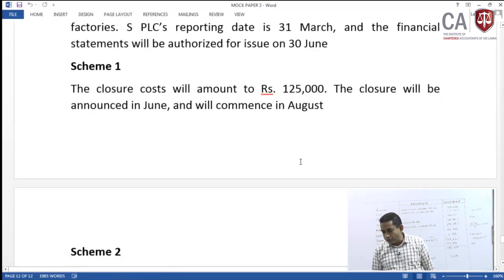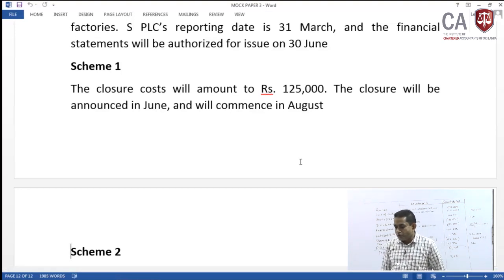Scheme 1, the closure costs will amount to 125,000 rupees. The closure will be announced in June and will commence in August. Now, this is under LKAS 37.